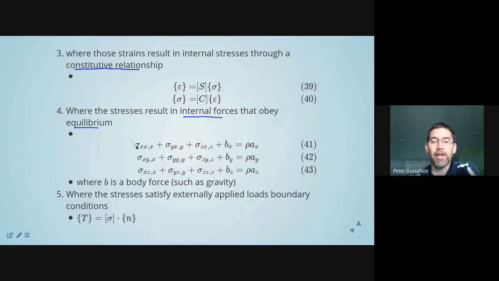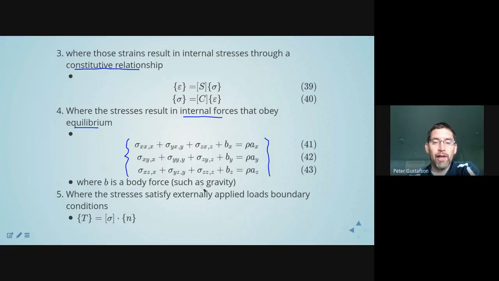And that is yet another set of partial derivatives as expressed here. So 3 equations of equilibrium. The sum of the forces in the x, y, and z directions lead us to these equations: partial sigma xx, partial x, plus partial sigma yx, partial y, plus partial sigma zx, partial z, plus the body force component, something like gravity, is equal to rho times the acceleration in the x direction. 3 equations, internal force equilibrium expressed now in terms of stress.